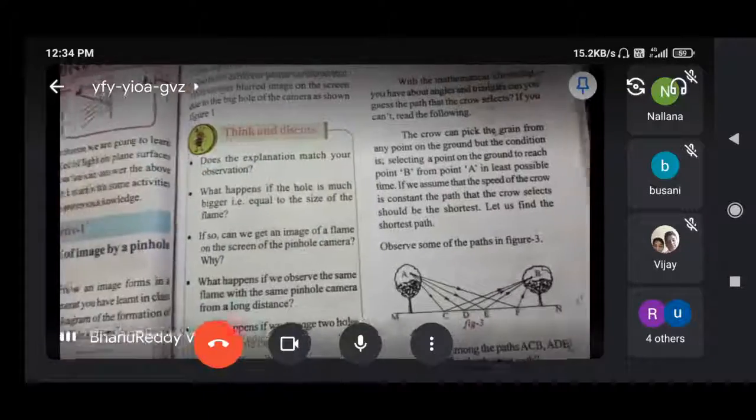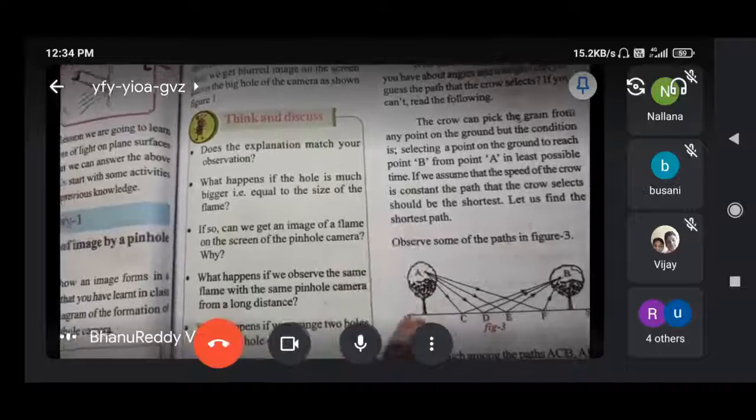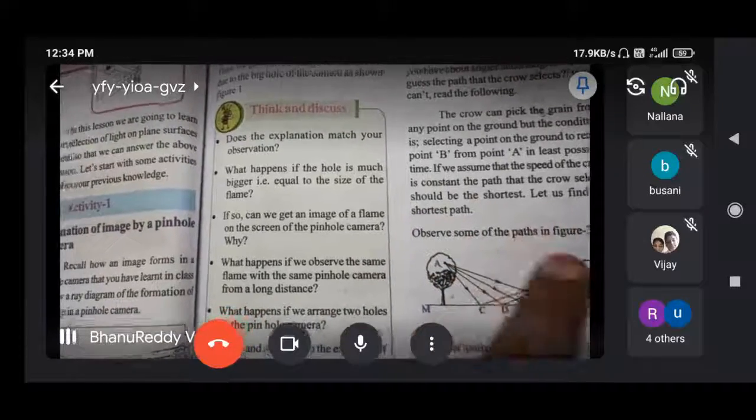So a crow can pick up the grain from any point. So A to B in the least possible time.